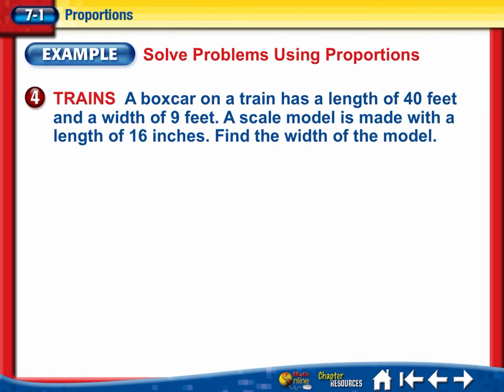All right, fourth example. It says a boxcar on a train has a length of 40 feet and a width of 9 feet. A scale model is made with a length of 16 inches. We have to find the width of the model.